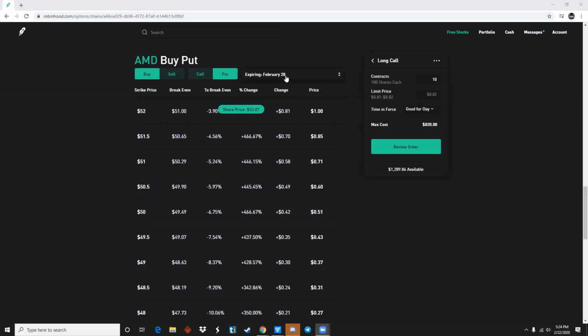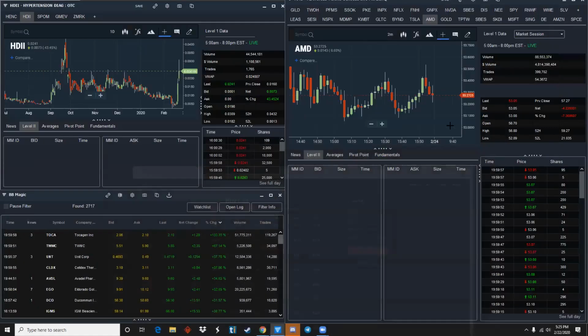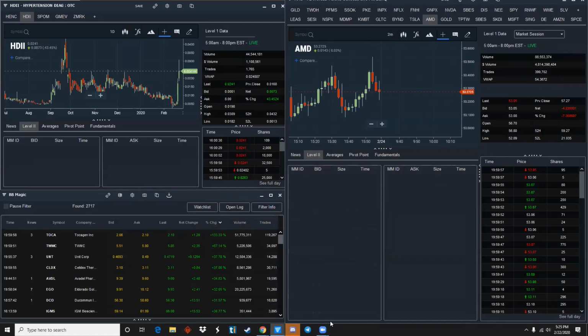Now, obviously, if you hold, what I mean by in the money too, let's just say you're in the money on a call. You bet that the stock would, let's just say it rebounded right here.